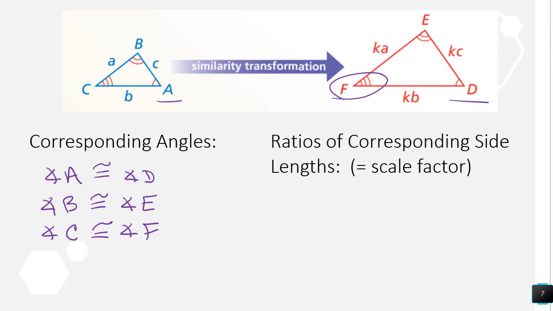So then the ratio of the corresponding lengths is going to be the scale factor. So if I take the figure on the right, which is kA, and I put it over A, that's going to equal kB over B, which is going to be kC over C. So in this particular figure, our scale factor is k.